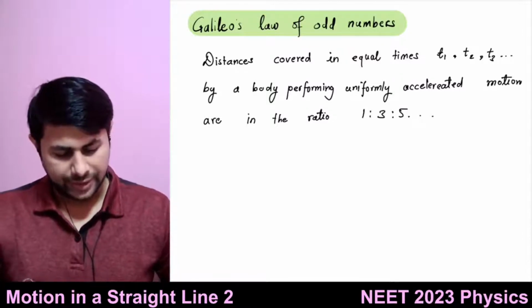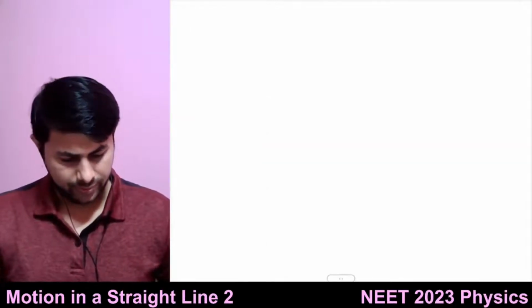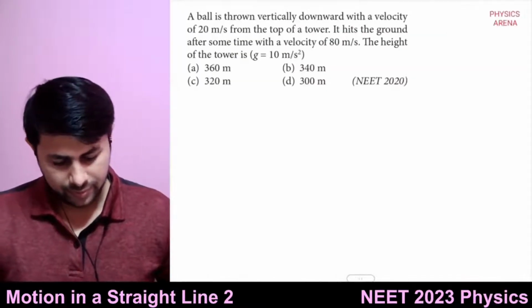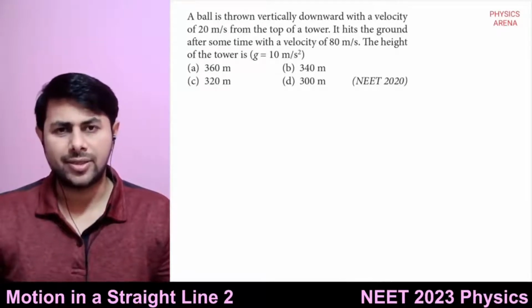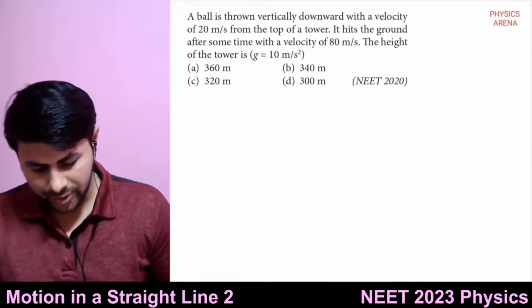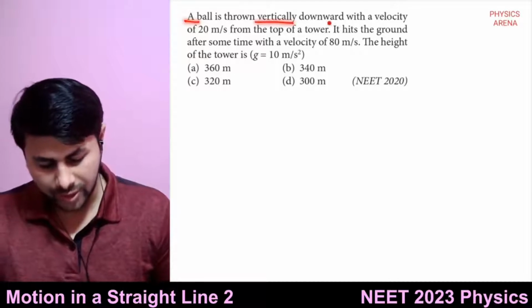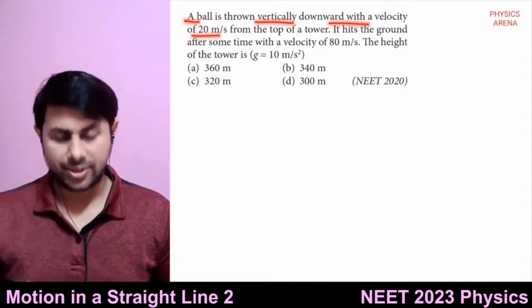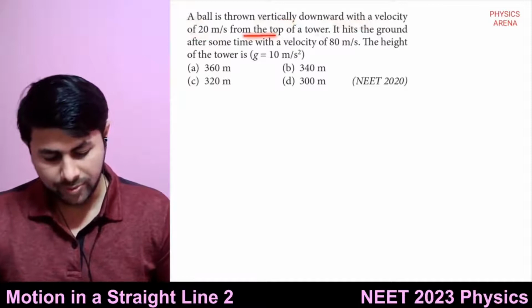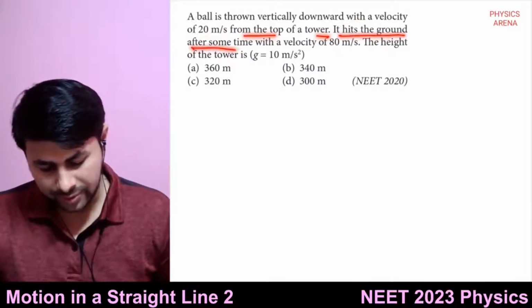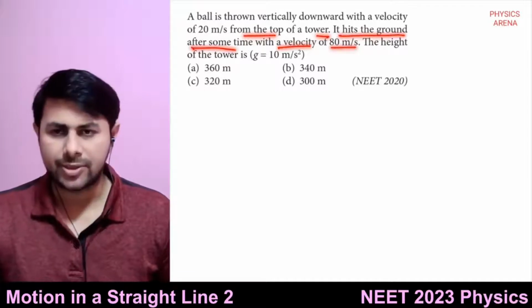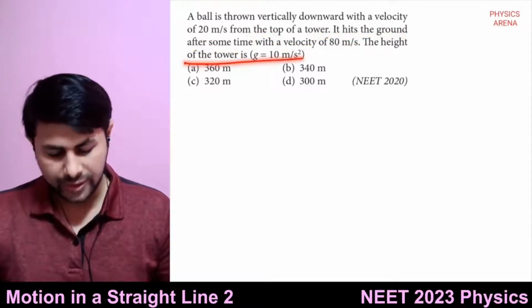Okay, so let's solve some problems based upon uniformly accelerated motion. This first problem: a ball is thrown vertically downward with a velocity of 20 meters per second from the top of a tower. It hits the ground after some time with velocity 80 meters per second. The height of the tower is.